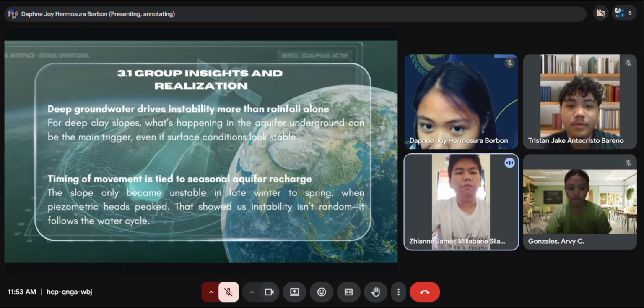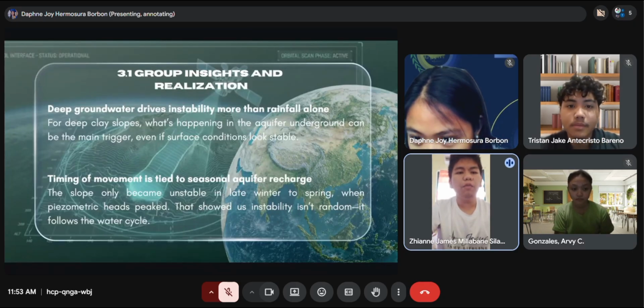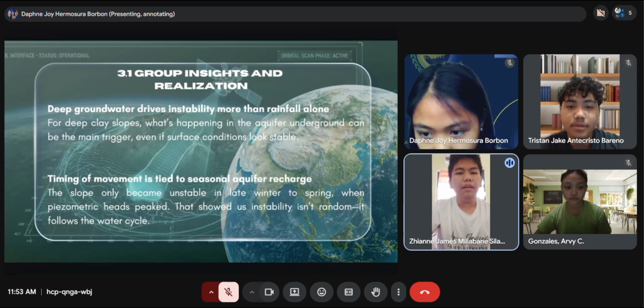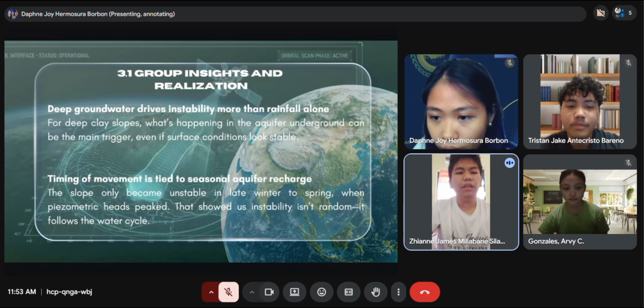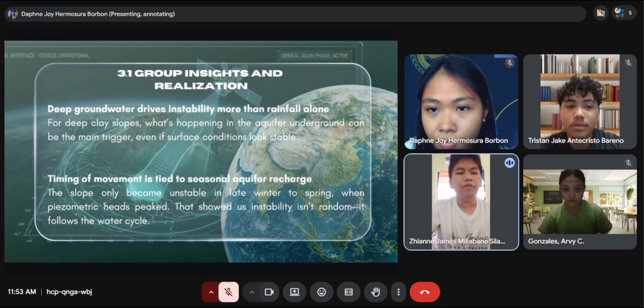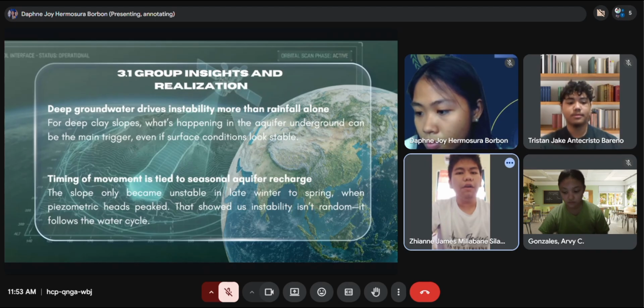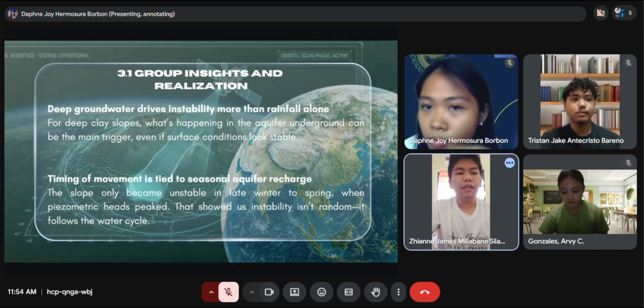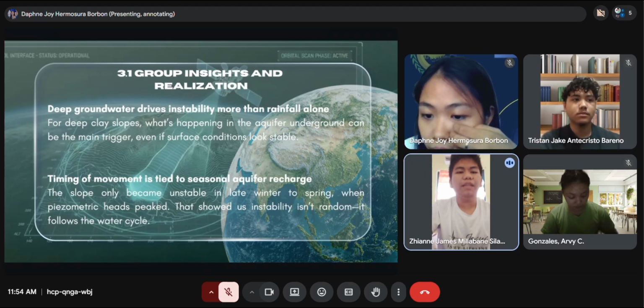On the timing of movement, we also noticed that the movement isn't random. The slope only speeds up in the late winter and spring. That lines up exactly with when the aquifer recharges and water pressure peaks. So it's basically following the seasonal water cycle. Once we saw that, it made the whole thing make sense.